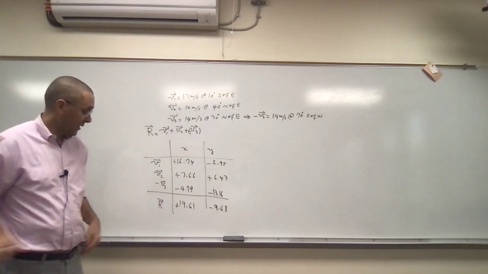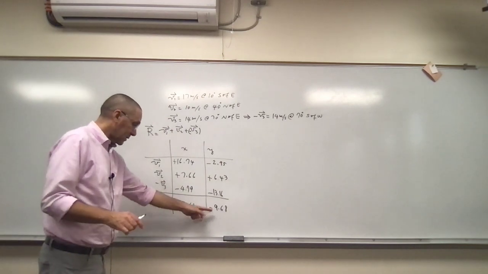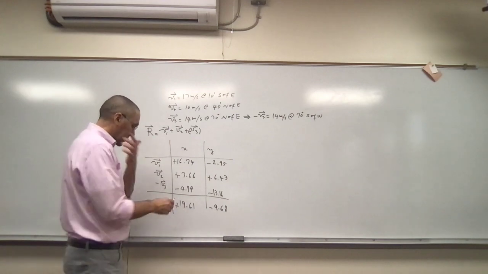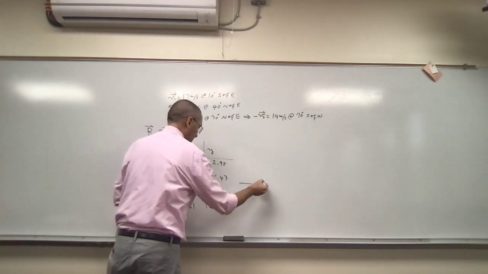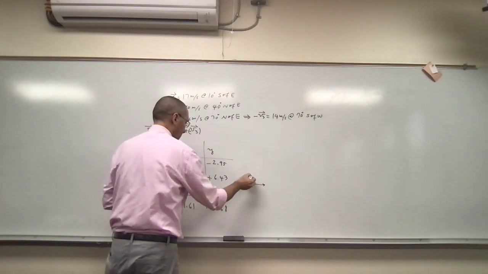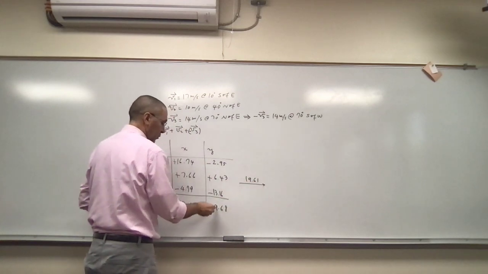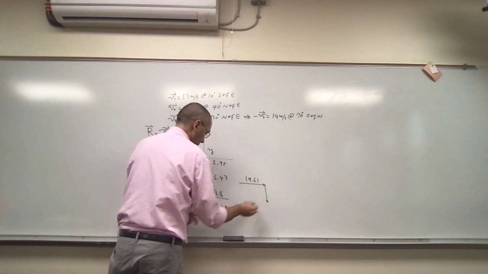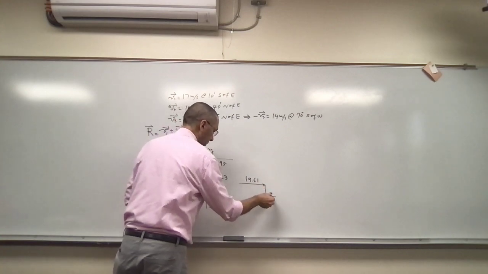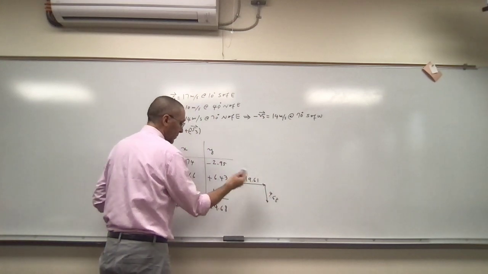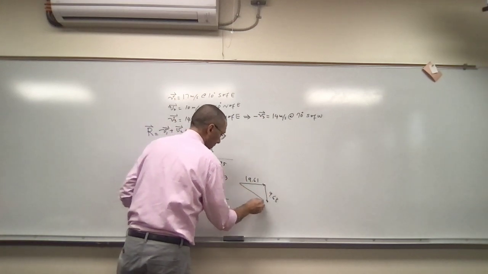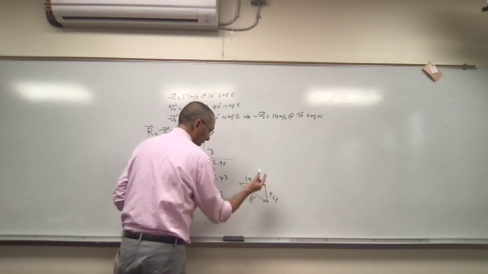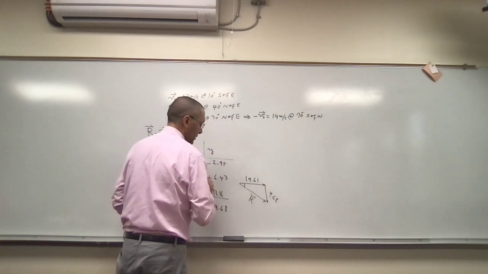Now I'm going to draw this, guys. These two are the components of this. So I'm going to start with this. That's going right because that's positive. Okay, that's 19.61. This one is going down. So I'm going to come here and I'm going to go down because of the negative. But I'm not going to put the negative in there. The fact that it's going down means that it's negative. And here is my R.